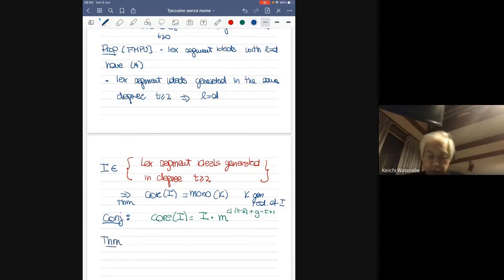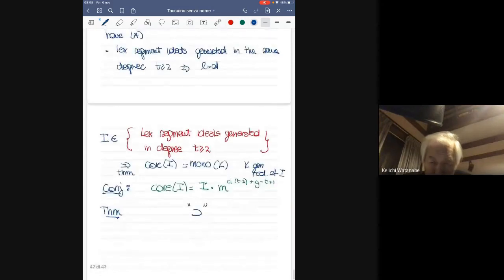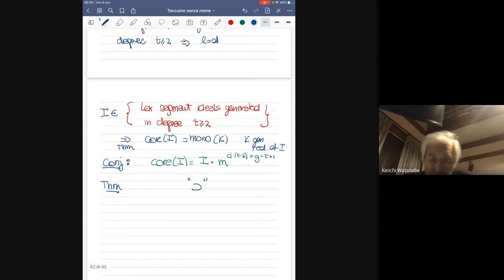But first of all, we can prove what usually is the difficult inclusion. We can prove that the core contains this ideal. How do we do that? This is a very nice proof, so I want to outline it.